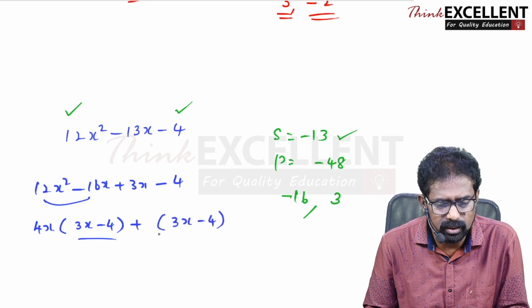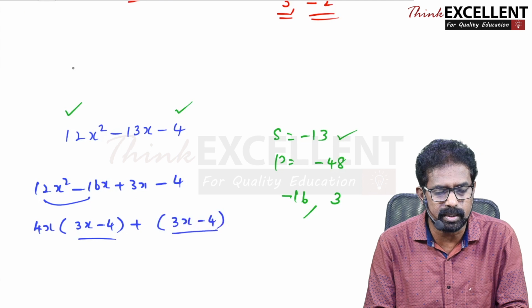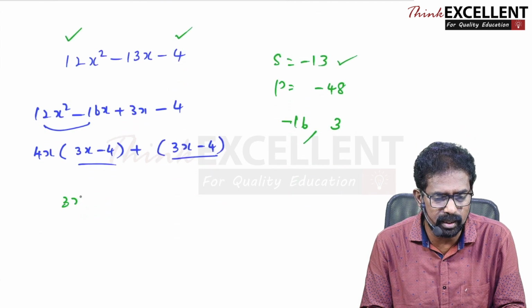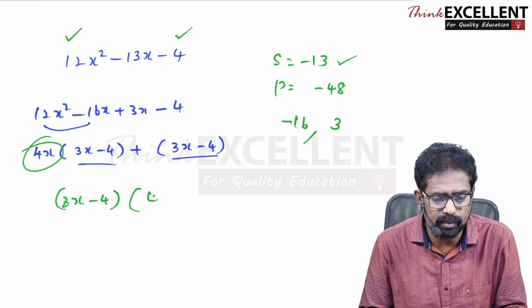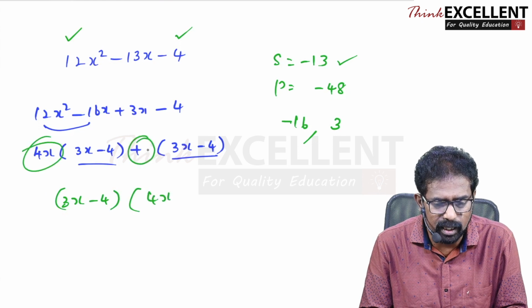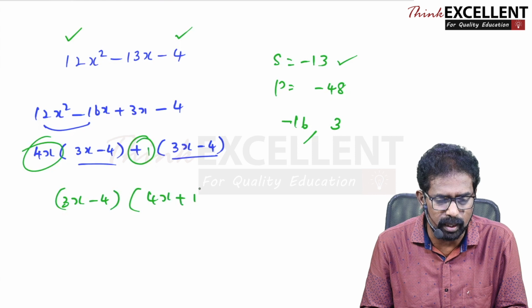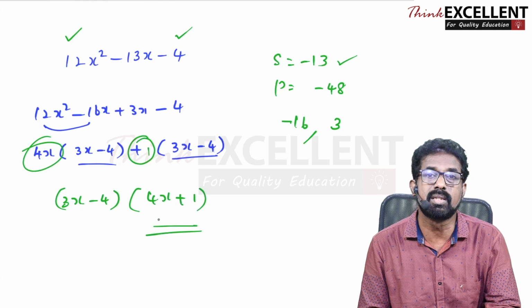Now this is a hint. The two bracket terms must be the same thing. Okay, take it outside, 3x minus 4. What do you get remaining? Here you are getting 4x. Here, plus nothing is there. That means it is 1, right? So plus 1. So hope you understood this factorization.